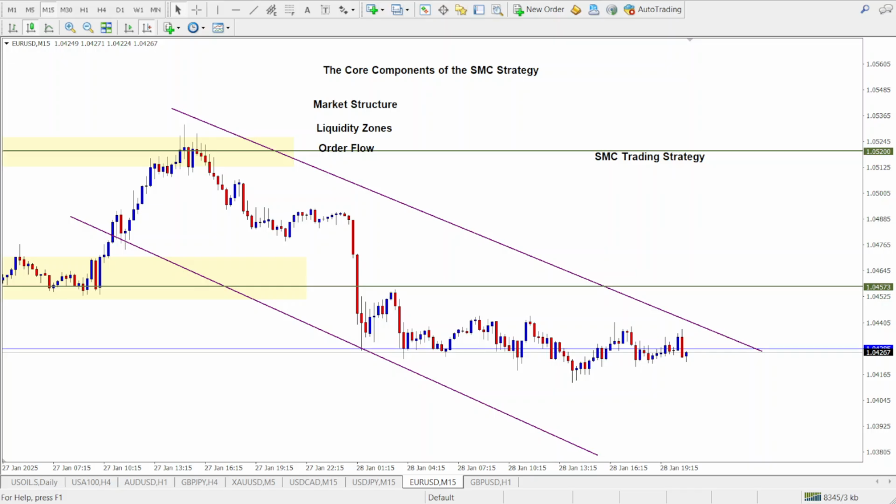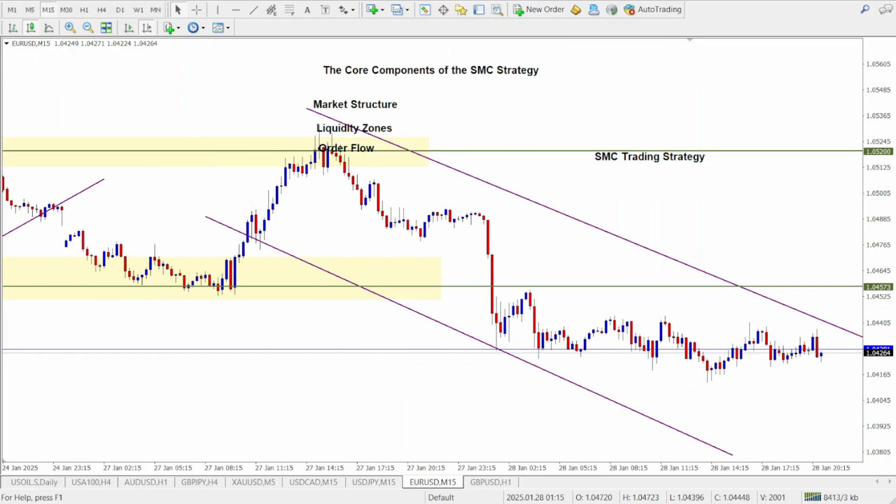So now that we know the basic principles of the SMC trading strategy, let's talk about how to actually apply them in your trading. There are several methods to identify high probability trade setups using the SMC strategy. Let's look at a few key approaches. The first is break of market structure.